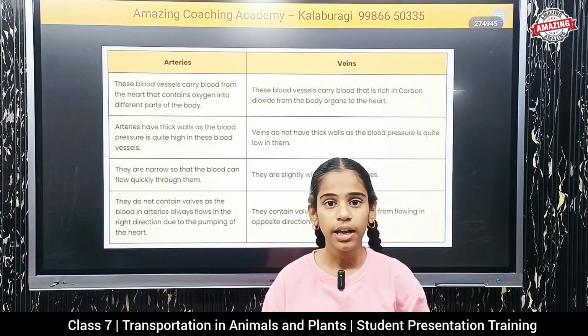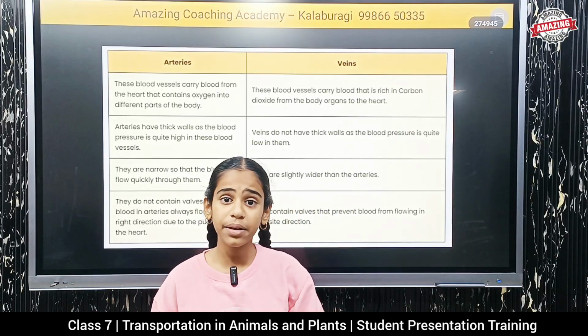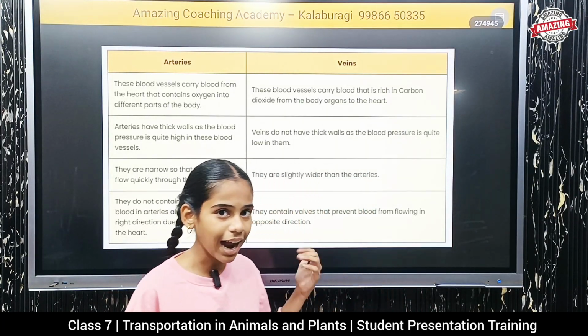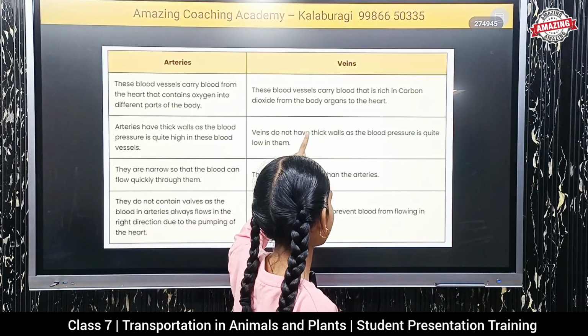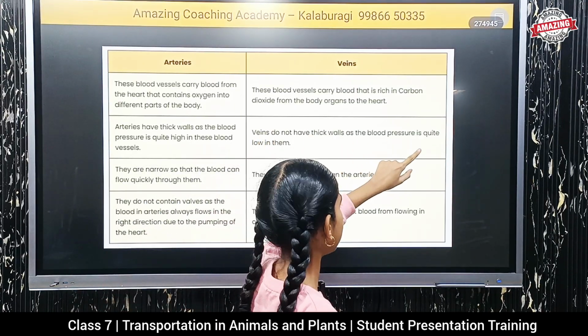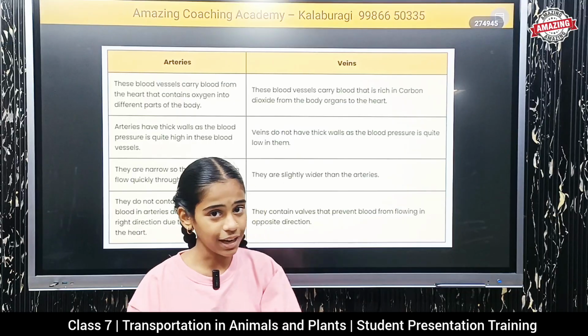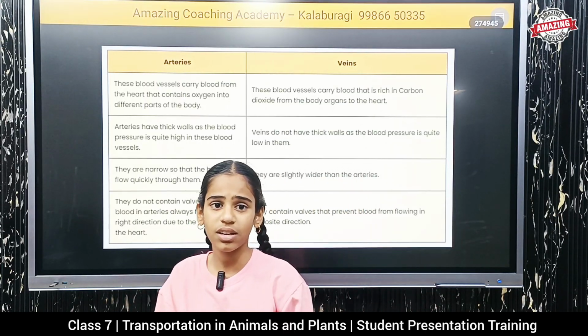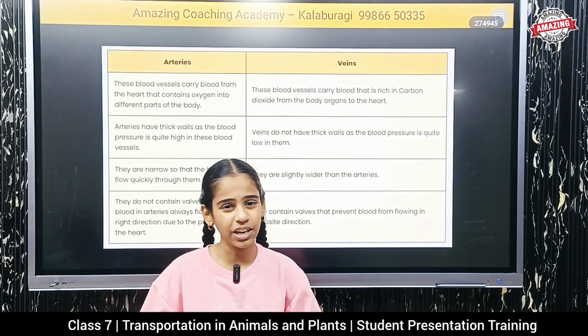Arteries have thick wall as the blood pressure is quite higher in this blood vessel. Arteries are thick because the blood pressure is quite higher in the arteries. Veins do not have the thick walls as the blood pressure is quite low in them. Veins are not thin, they are thin because the blood pressure is quite low.